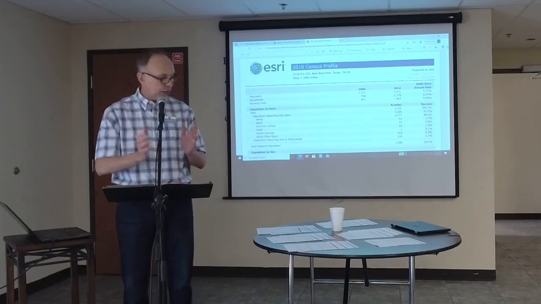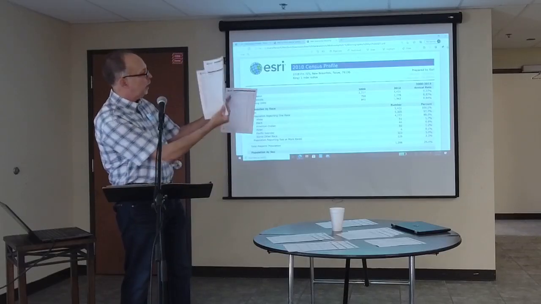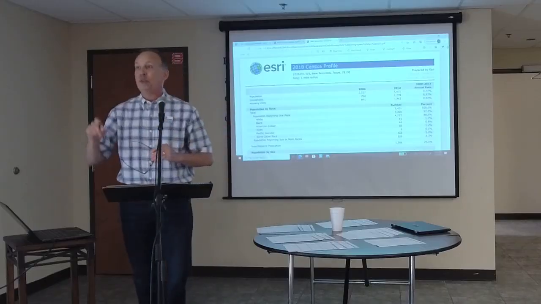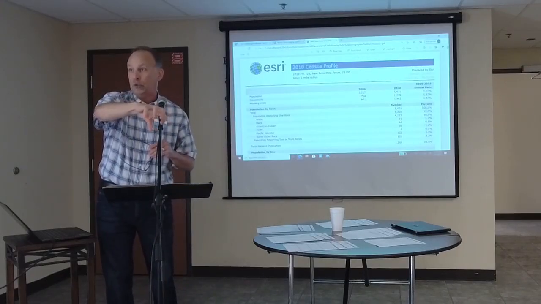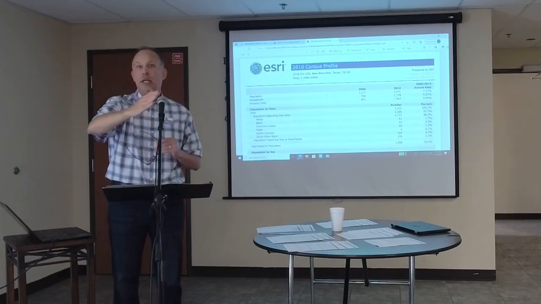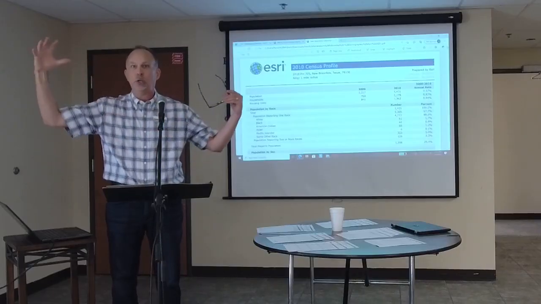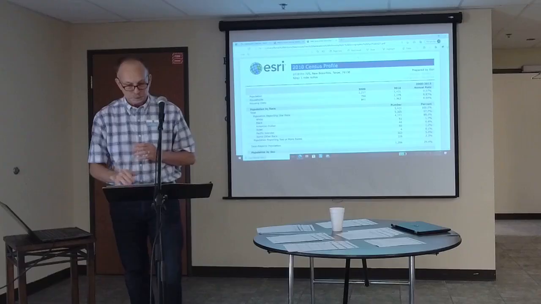So again, you're going to get a separate one of these census profiles for 1 mile, 3 mile, and 5 mile. And they're concentric circles, remember. So the 3 mile ring includes all the data that's in the 1 mile study. The 5 mile ring includes all the data that's in the 3 and 1 mile studies. All right? So they're concentric and inclusive as you move out from whatever the center point is in your study.